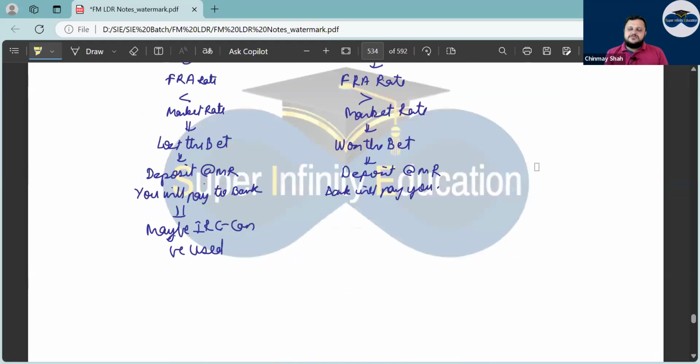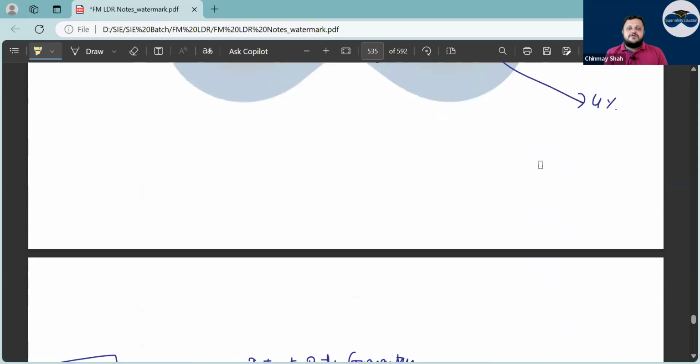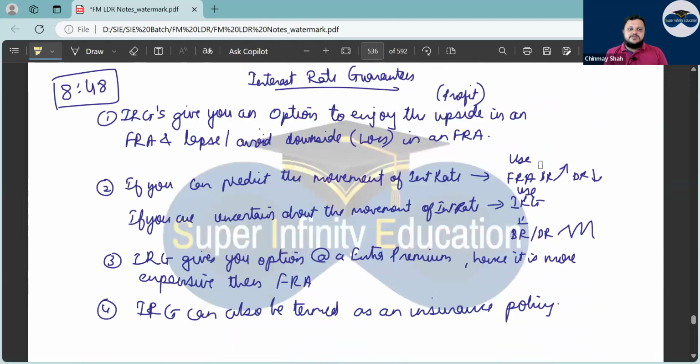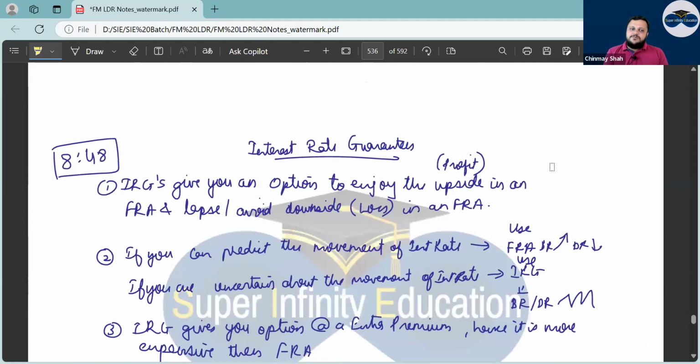If the FRA rate is lesser than the market rate, you lost the bet, correct? If the FRA rate is greater than the market rate, you won the bet, correct? That is how it will be. Wherever you face losses, you can take an IRG. An IRG gives the option to enjoy the upside in an FRA and avoid the downside in an FRA, right?